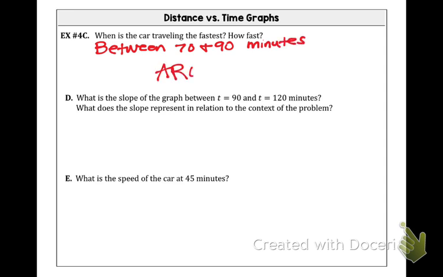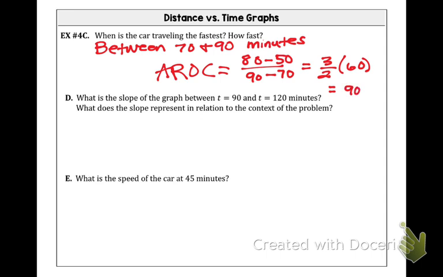Our average rate of change is equal to, what are we at 90? At 90, we're at 80. I'm just going to go right to it. So 80 minus at 70, we're at 50, over 90 minus 70, which simplifies out to 3/2. Multiplying that by 60 gets us 90 miles per hour. Whoa, we're speeding there.